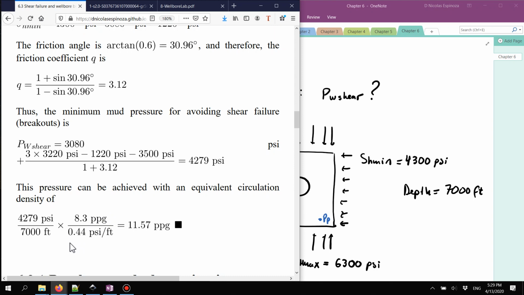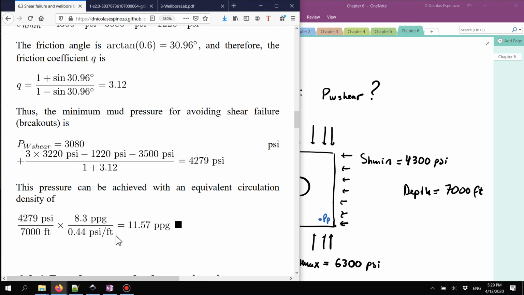And as a result, what I'm going to do is take this pressure that I have calculated and scale it according to the current depth, and that's going to give me a gradient in psi per foot. And then I'm going to convert that to the equivalent in pounds per gallon by multiplying this by the gradient of water in pounds per gallon divided by the same gradient for water in psi per foot.